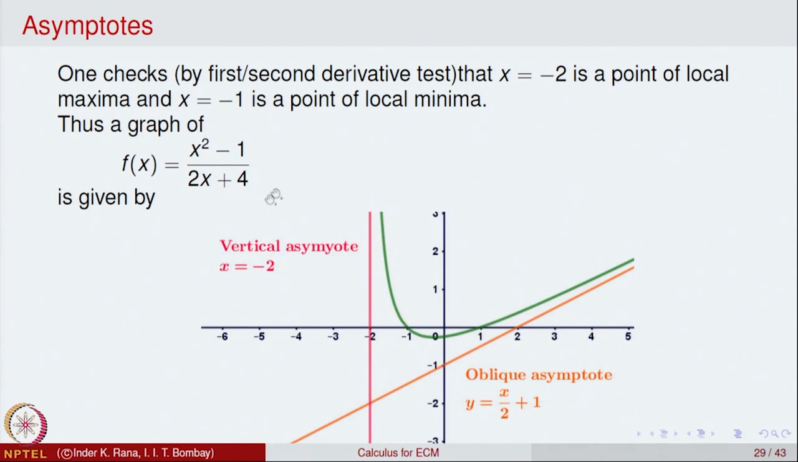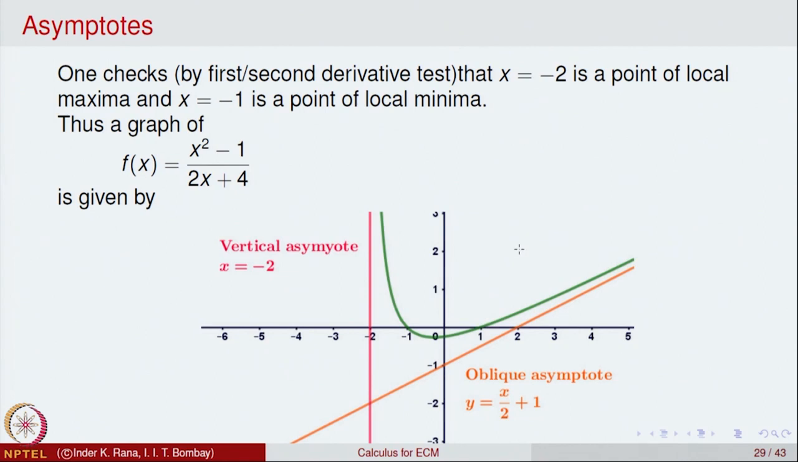In this picture the bottom part of the graph is not visible, only this part is. So, x equal to minus 2 is a vertical asymptote, this is an oblique asymptote, and this is one part of the graph where x is bigger than minus 2. For x less than minus 2 there will be a bottom portion, something similar to this, but coming the other way around. So, that is what the graph of the function looks like.